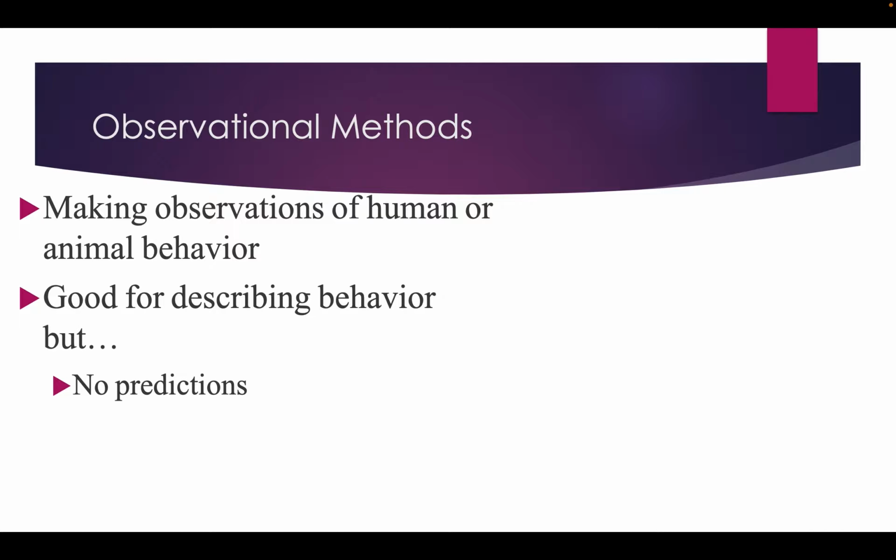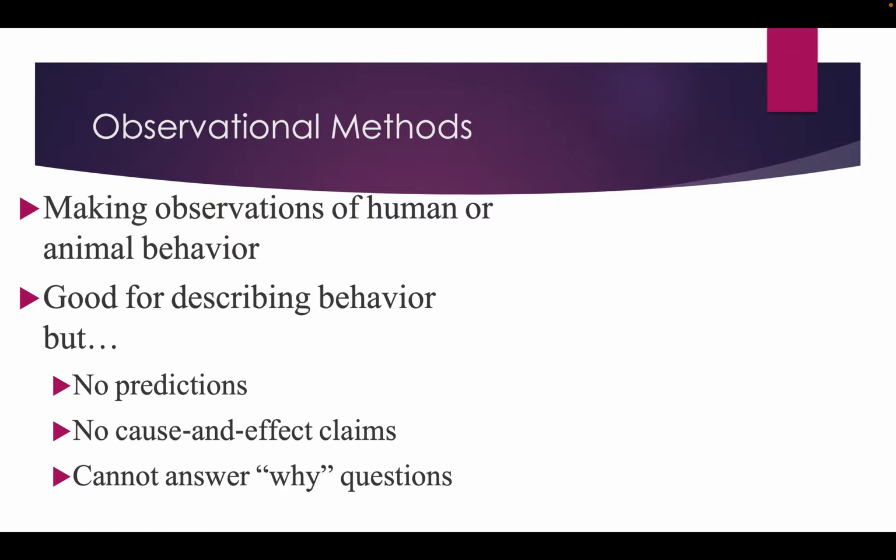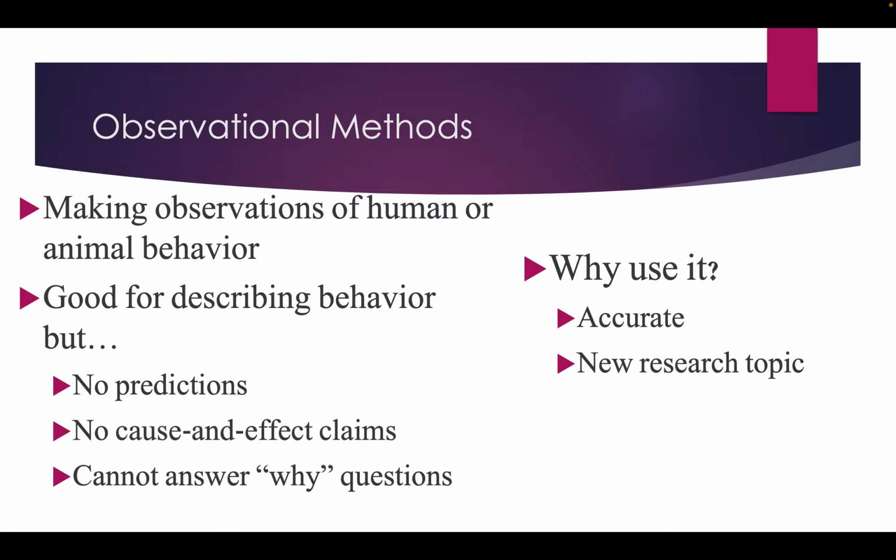You can't really make predictions using this method. You can't make any cause and effect claims, and you can't answer any of the why questions, simply the what questions. But the observational method can be very accurate in describing behavior, and it can open the door for more or new research topics based on observing natural behaviors.